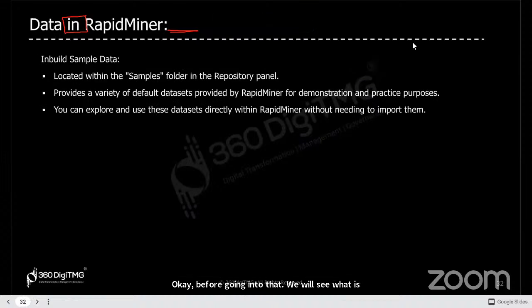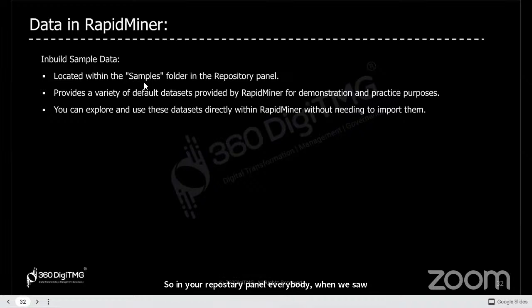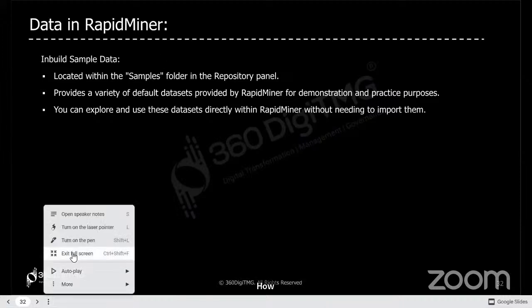Now the next one that we have is data in RapidMiner. So what is data in RapidMiner? By default in RapidMiner Studio, you get a default folder called the samples folder. In your repository panel, which we saw before, the samples folder is present. Within that samples folder, we can see the default data sets that are already there in RapidMiner. Those are not files that we are importing from the local machine or somewhere else. Those are already present by default in RapidMiner. Where can you see those options?